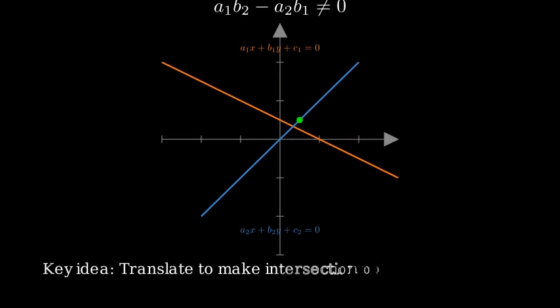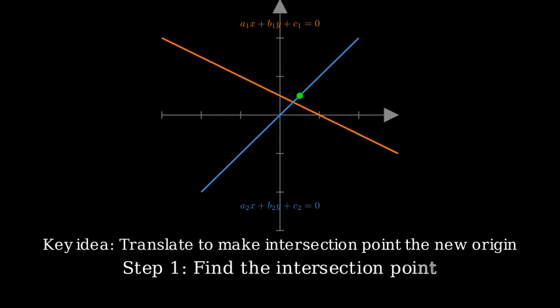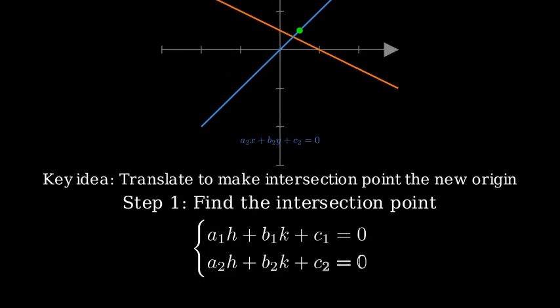The key idea is to translate our coordinate system so that this intersection point becomes the new origin. This will transform our equation into a homogeneous form. Step 1. First, we need to find the intersection point of the two lines. We solve the system of equations.